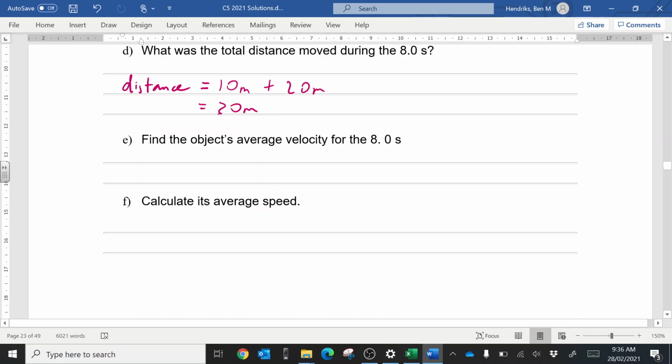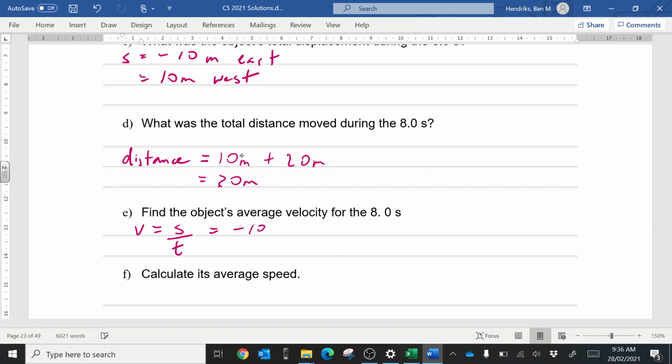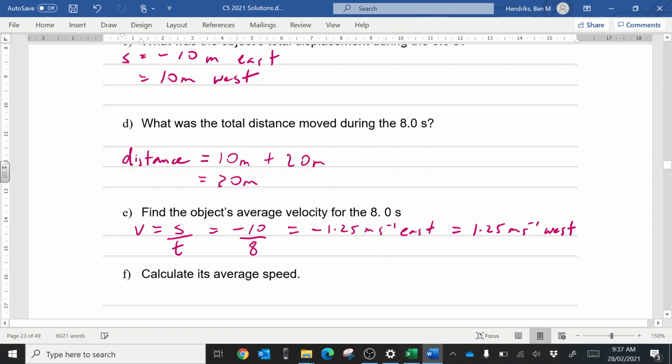Find the object's average velocity. Remember that v equals s over t. So it's going to be negative 10 if we're keeping with our convention of positive and negative. Negative 10 divided by 8 seconds, which is equal to negative 1.25 meters per second. And that's in an easterly direction, which is equal to a positive 1.25 meters per second west. So that's the average velocity.